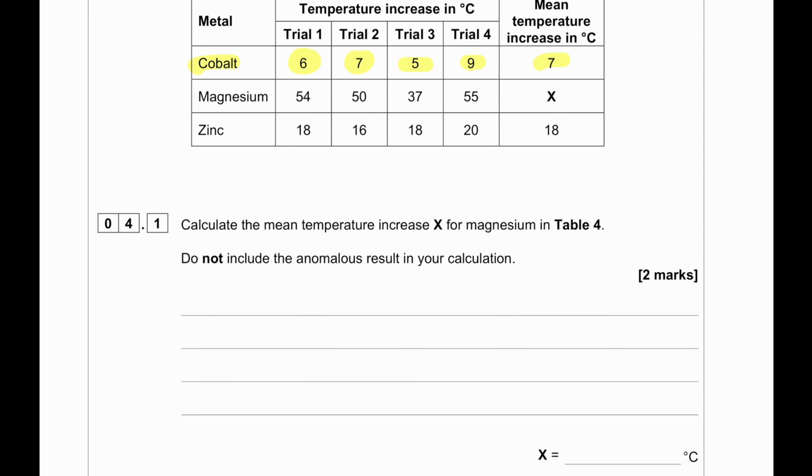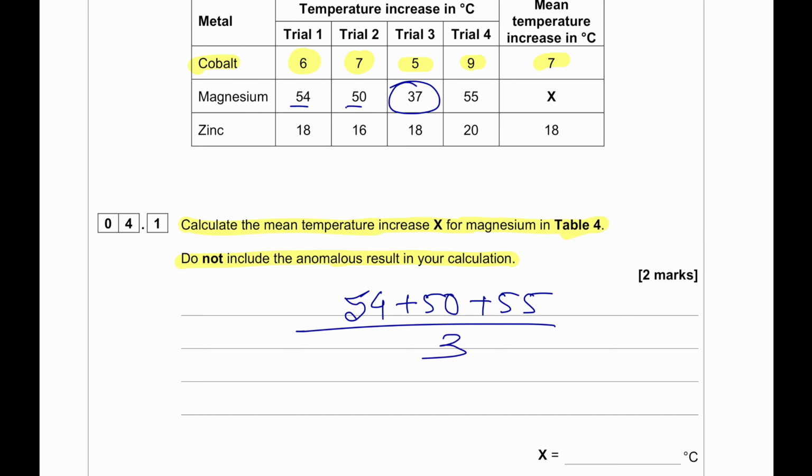Calculate the mean temperature X for magnesium in table 4. Do not include the anomalous result in your calculation. So let's see: 54, 50, 37, 55. Basically the anomalous result will be the one that is not matching the trend. So we can add 54 with 50 and 55, then divide it by 3. So the average temperature increase is 53 degrees Celsius.